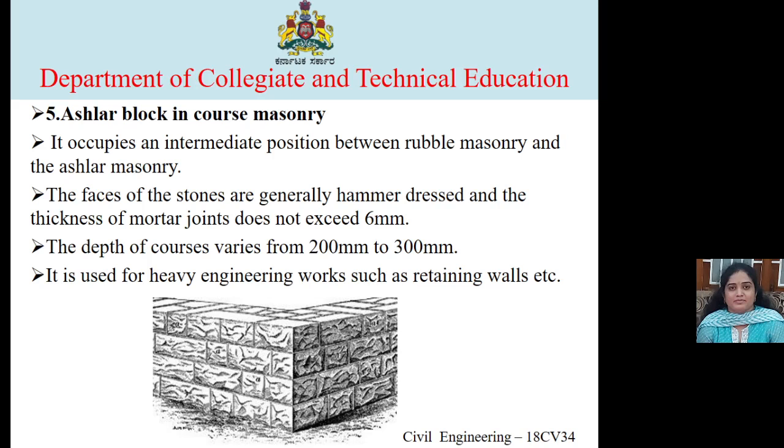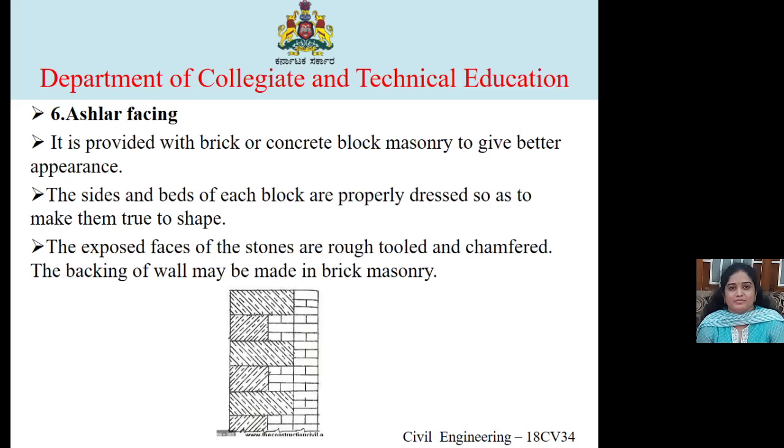It's called ashlar block in course. So it occupies an intermediate position between the rubble masonry and the ashlar masonry. The faces of the stones are generally hammer dressed and the thickness of the mortar does not exceed 6 mm. The depth of the course varies from 200 to 300 mm and it's used for heavy engineering works.